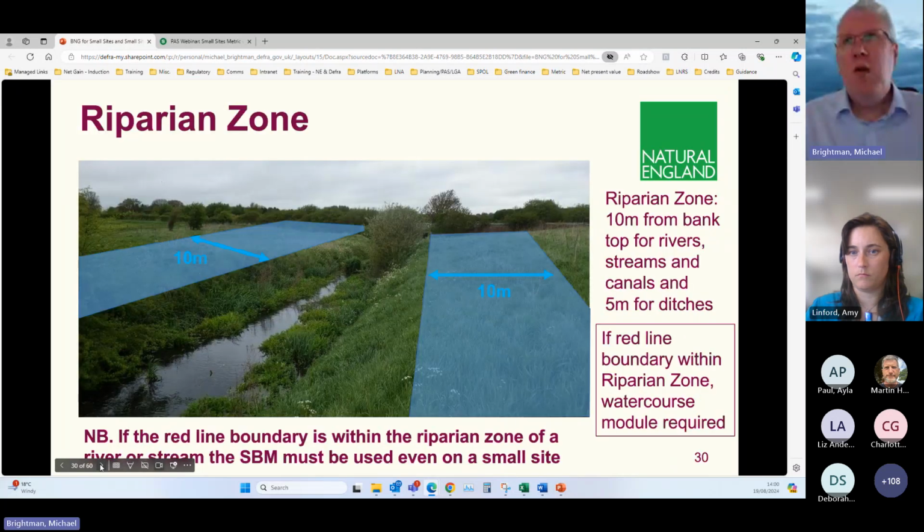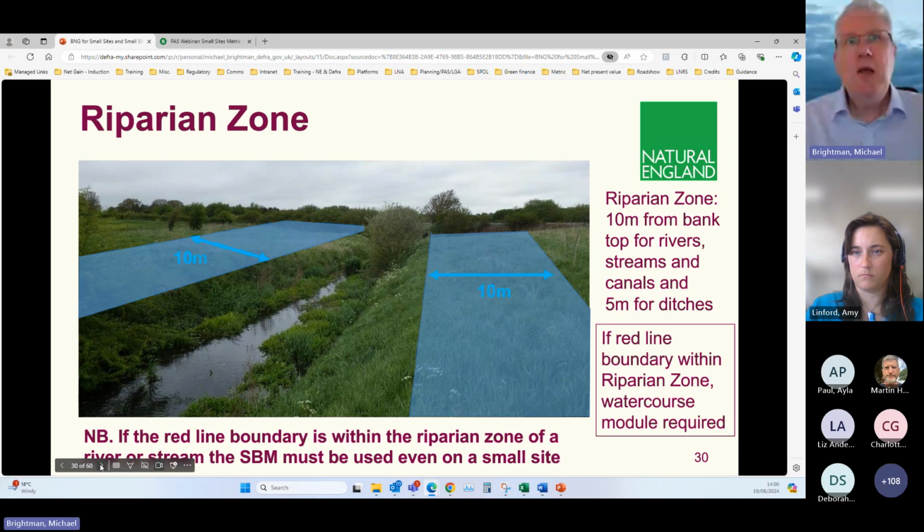So a note now on the riparian zone and encroachment, with a reminder first of all that the riparian zone is incredibly important to the ecological health of any watercourse. For rivers, streams and canals, it's 10 metres from the top of the bank, so that's where the slope finishes, and then 10 metres horizontal, and 5 metres for ditches, where the simple definition of a ditch is that it's man-made as opposed to natural.